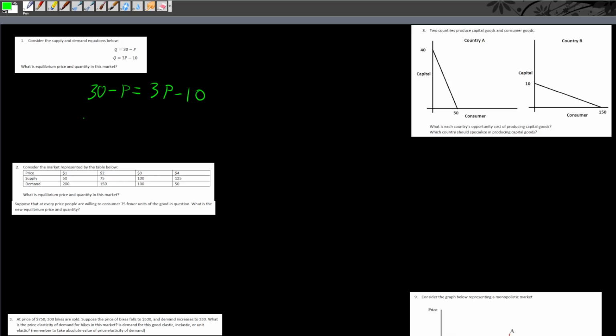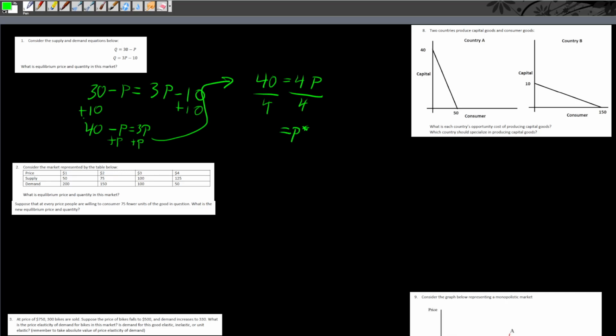Alright, so let's start by getting 10 over here. Leaves us with 40 minus p is equal to 3p. Add p to both sides. Going up here. So that gives us 40 is equal to 4p. Divide both sides by 4. And that leaves us with p star is equal to 10.